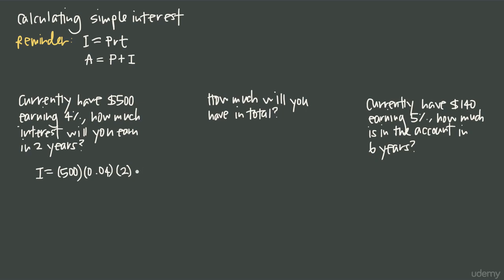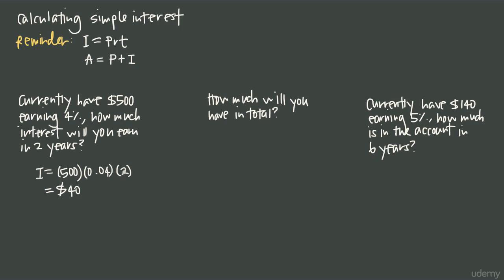So we've plugged everything into the formula, and now we can just do the arithmetic on the right-hand side to solve for I. Well, you could do this by hand if you wanted, or you could use a calculator. But what we see is that we're going to get an answer here of $40. So we'll get 40 here. We know we originally had $500, so the interest is going to be $40.